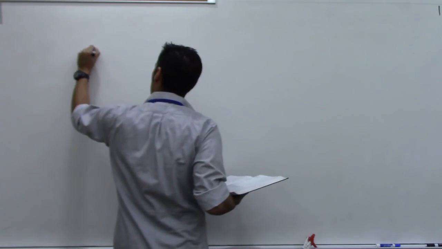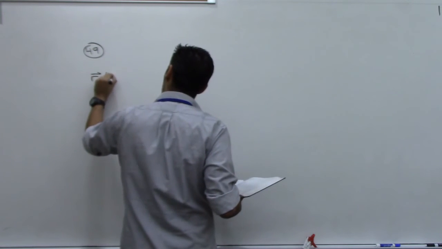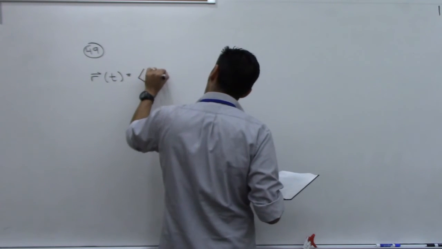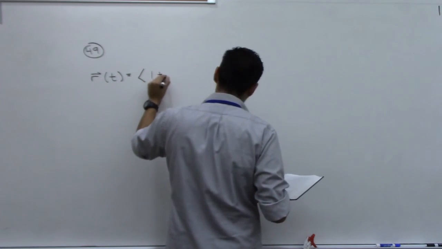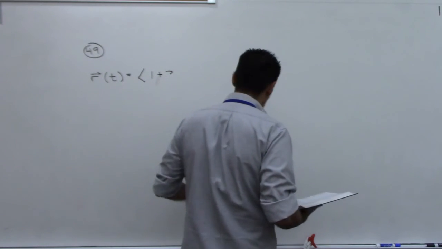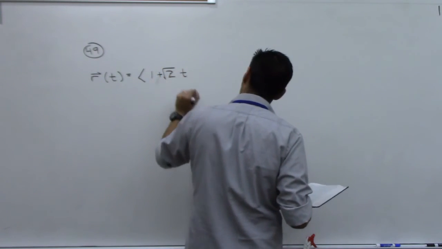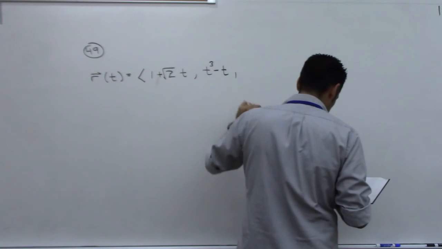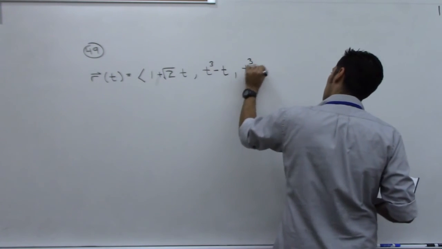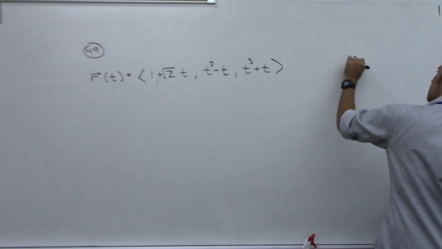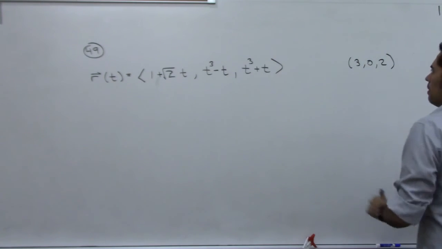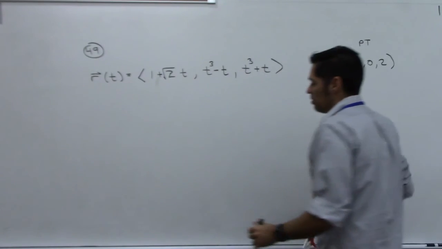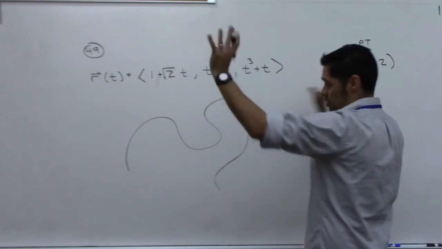So 49. They give you a vector function that has parametric equations 1 plus root 2t, root 2t. The y component is t cubed minus t. The z component is t cubed plus t. And we're looking at the point 3, 0, 2. Okay, so imagine that if you were to draw this, this is a curve in three-dimensional space, right? Whatever it's doing, doesn't matter, it's three-dimensional.